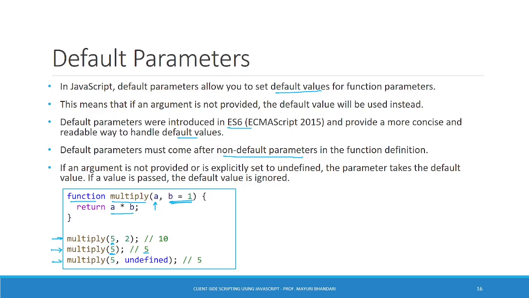Now third call is little bit tricky. Here we have passed two parameters but the second parameter is undefined. So if you are passing undefined as a parameter, the default value will be considered for that parameter. So here b will be considered as 1 and output will be 5. Default parameter is also one important concept in functions.